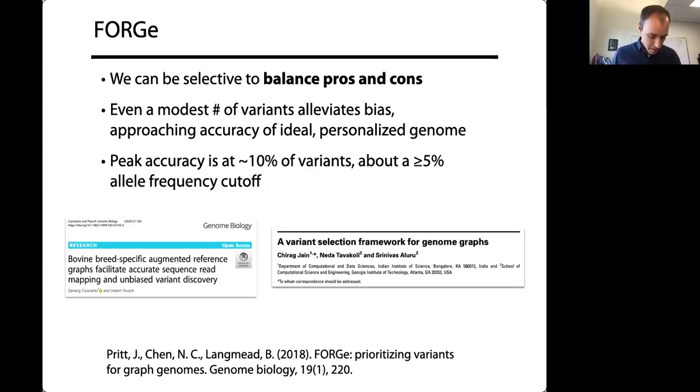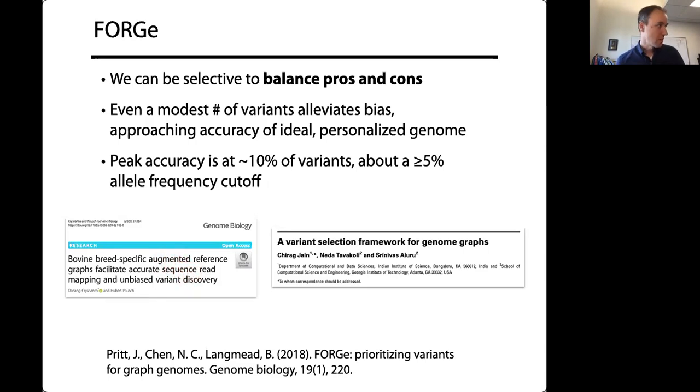Okay, and the peak accuracy that I showed you was at around 8 to 10% of the variance, 10% in the case of the reference bias experiment. That corresponds to, if we were to prioritize them by allele frequency, variants that are 5% or greater allele frequency, roughly. Okay, and this has been built on and confirmed by others.